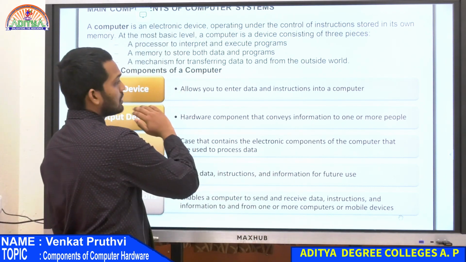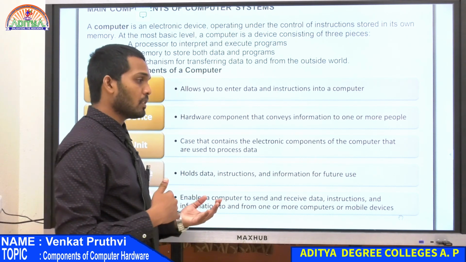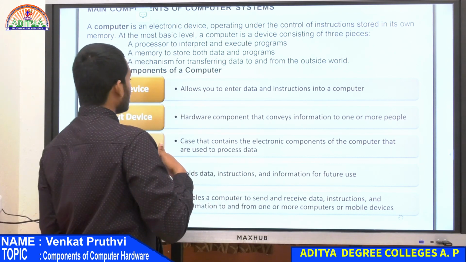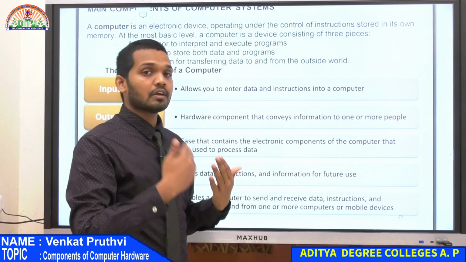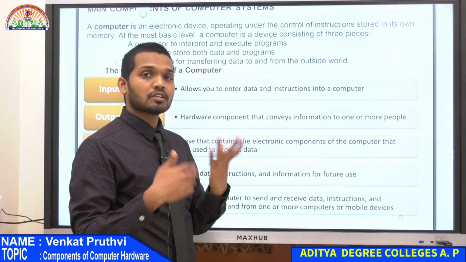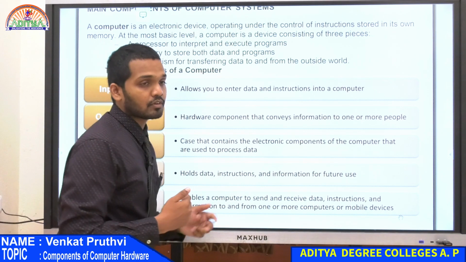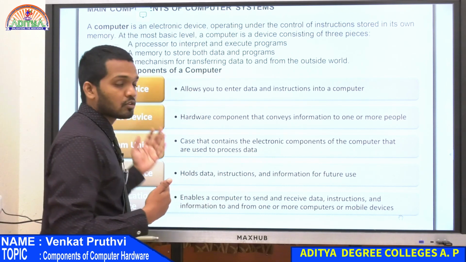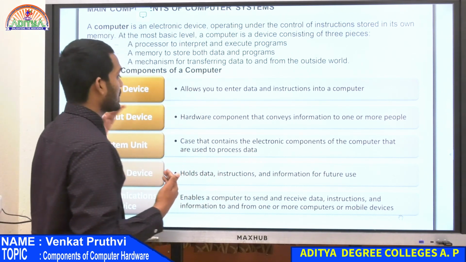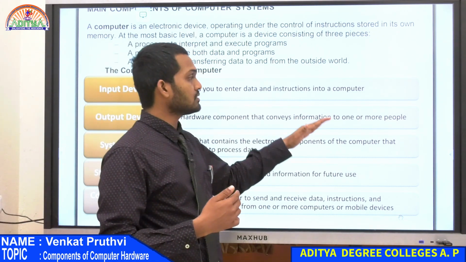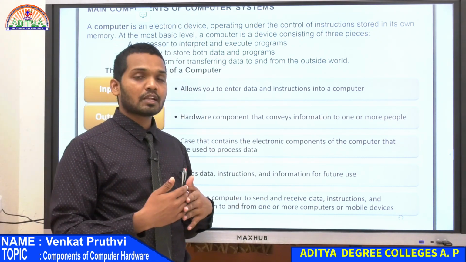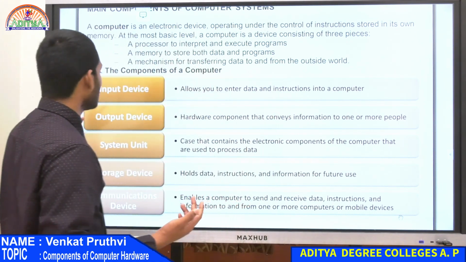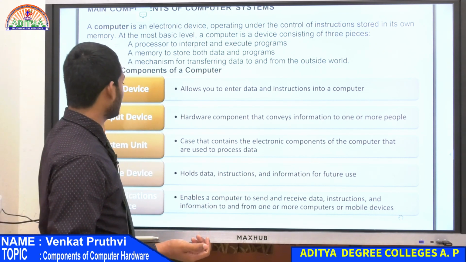In the input device, you require a monitor or any other device in order to see the output. You require an input device to give data to the computer. You have to feed in some programs or instructions to the computer. And how will you do that? You can directly enter a program into the computer, or through the keyboard you will be able to give the input to the computer. Then the output device, a hardware component that conveys information to one or more people. Wherever you want to get the output, you may get it on the screen, or otherwise you can get it as a hard copy from the printer. So these are the two different types of hardware, input and output devices, we have.